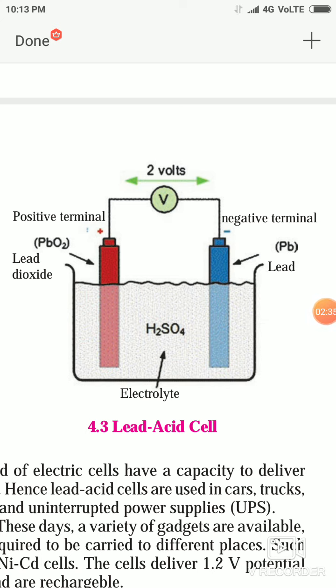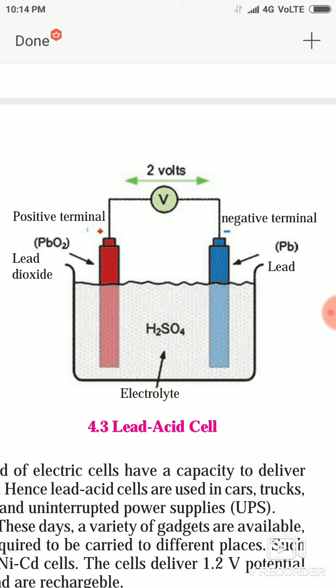Now let's see the next type of cell, that is the NiCd cell, that means nickel cadmium cell. This type of cell you have seen in toys also. In various things or appliances it is also used. So let's see more about the nickel cadmium cell, NiCd cell. These days a variety of gadgets are available. Many gadgets are working on this NiCd cell or nickel cadmium cell.